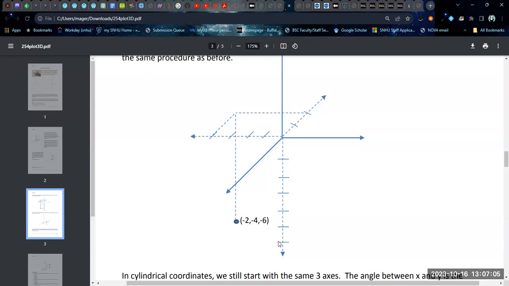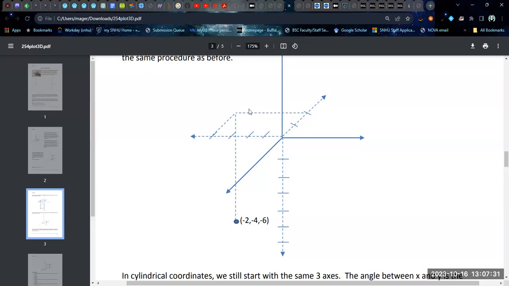And then we're going 6 units down in the z direction, but measuring it on the axis just gives us how long that length is. And then we move the starting point to where our point in the plane was, our -2, -4, and then we drop that down. That's 6 units from there.